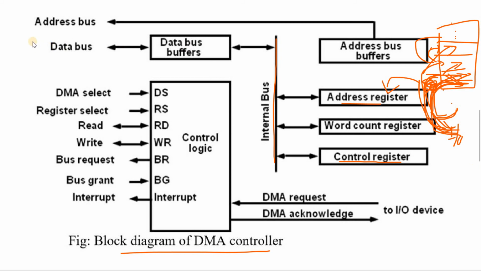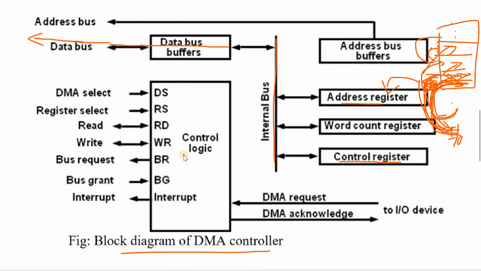Suppose whenever the CPU reads the data of any one of the registers, address register, word count register, or control register, those values are connected through these bidirectional buses, through the system bus. All the bidirectional buses together are nothing but the system bus. Through the system bus, we are receiving the data values. The data values are transferred through the data bus buffer to the CPU.